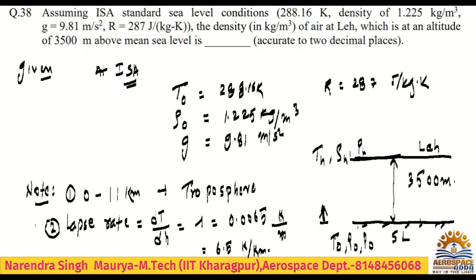All right, so now they are asking the density value. Density here they are asking at 3500 meter altitude above mean sea level. So what we'll do, I will give the formula for troposphere. Write the formula for troposphere, which is 0 to 11 kilometer. Above that stratosphere comes. So first formula is what? For temperature.